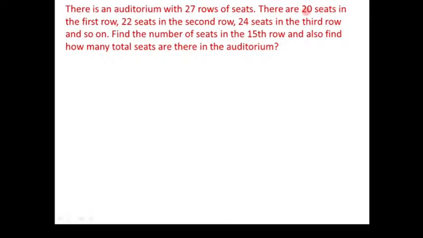In the first row there are 20 seats, then we have 22 seats, and so on. In this way we have to find the number of seats in the 15th row. So this is the first question, and also we have to find the total number of seats in the auditorium. So to solve this question, let us have one diagrammatic representation of that auditorium.